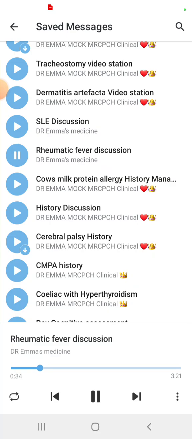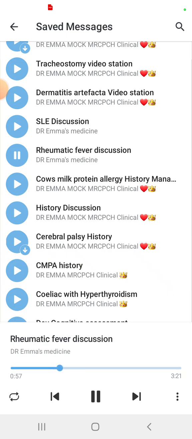So Jones, the major criteria: J for joint involvement, O for myocarditis, N for nodule or subcutaneous nodule, E for erythema marginatum, S for Sydenham chorea. Then Cafe Pal, the minor criteria: C for CRP increase, A for arthralgia, F for fever, E for elevated ESR, P for prolonged PR interval, A for anamnesis of rheumatism, and L for leukocytosis.